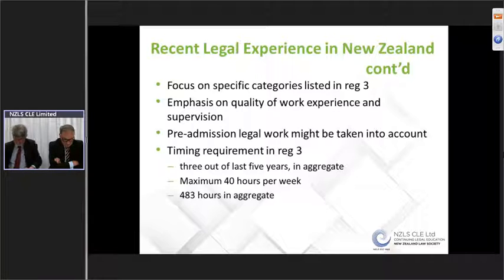And I can ask Sarah later whether anyone actually brings a timing record to that extent. But the regulation is as particular as that. That's the recent legal experience requirement.